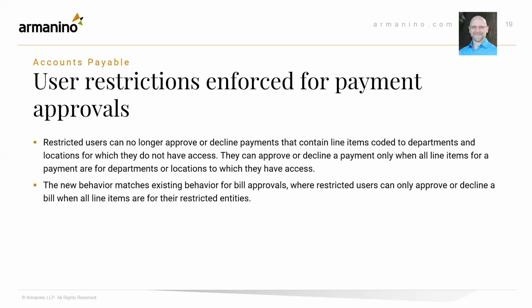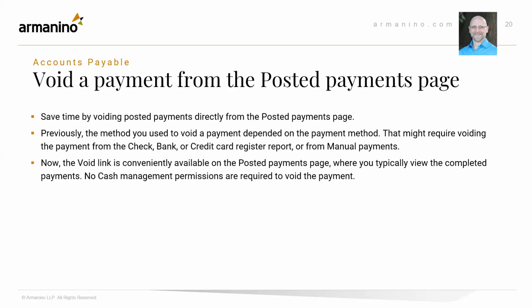The new behavior matches existing behavior for bill approvals, where restricted users can only approve or decline a bill when all line items are for their restricted entities. I believe that was announced during R2, the last release. Accounts payable, void payment from the posted payments page.